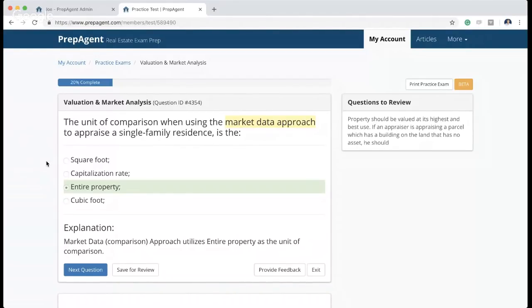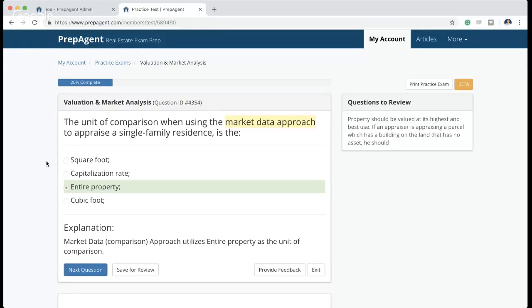Who could tell me everything they know about the cost replacement approach? What's the cost replacement approach? How much would it cost to replace it brand new? Good job, Neri. Excellent.